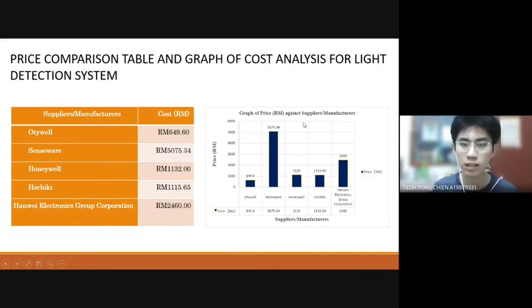Okay, by seeing the graph, we can know that Sansware is the most expensive and Oatwell is the cheapest, and then Honeywell and Hochiki are almost the same price, and the Hanway Electronic Group Corporation gives a moderate price. If we just compare by the cost, we will choose Oatwell definitely because it's the cheapest.